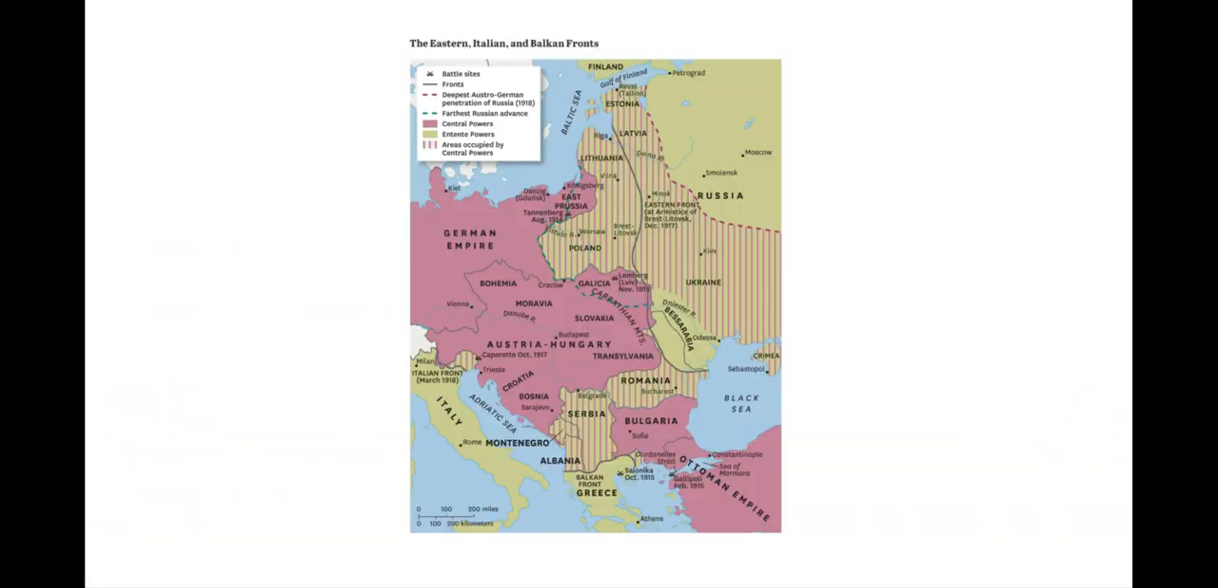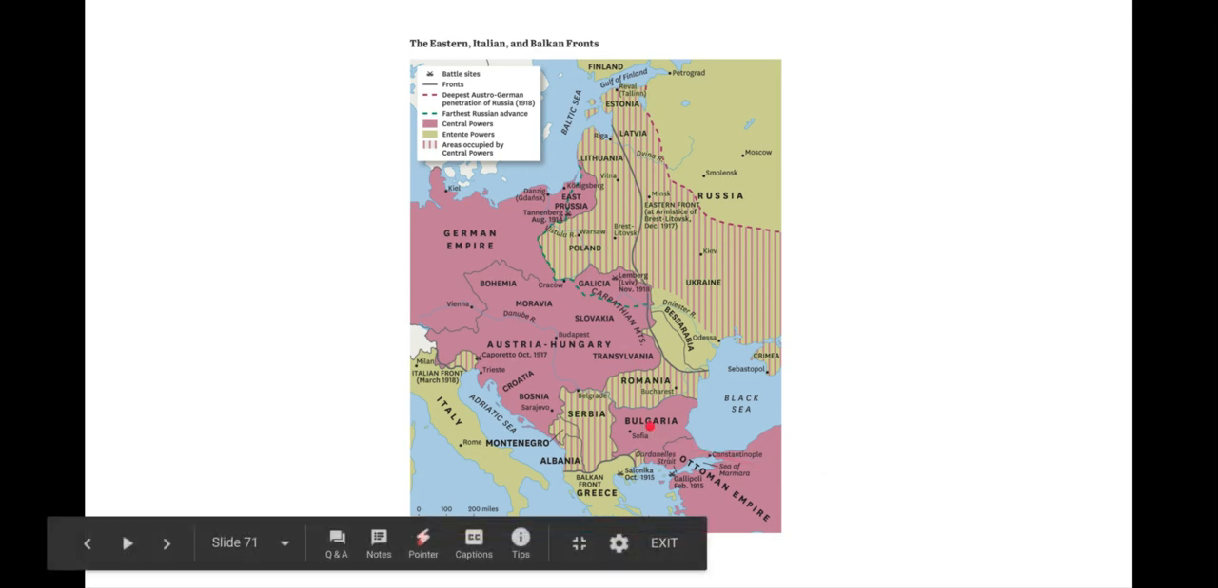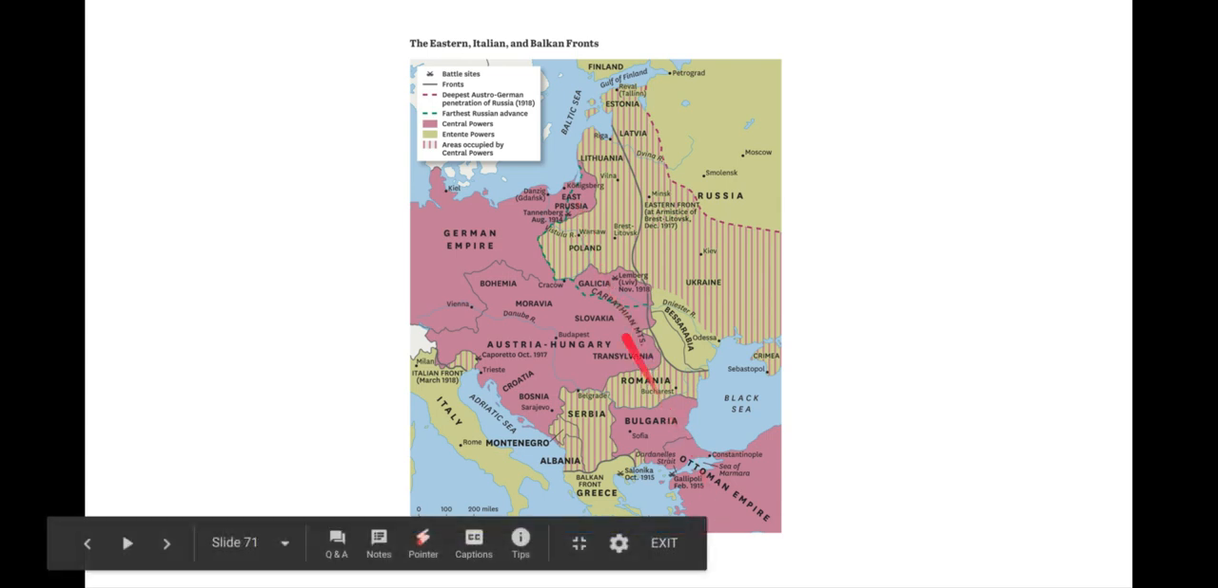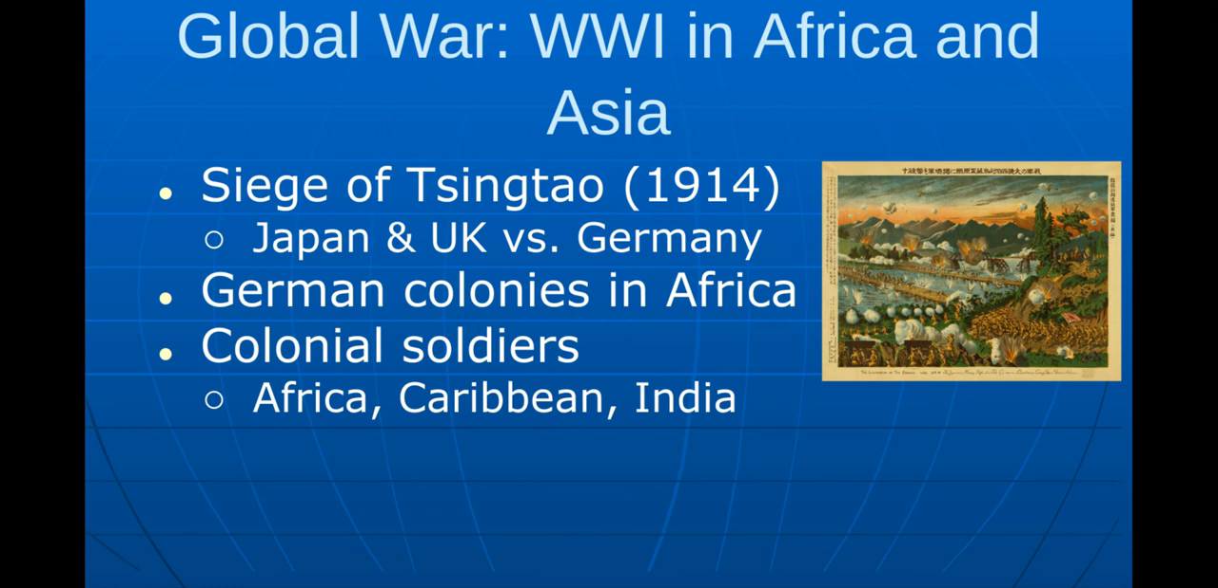So this Eastern Front, here's another map. This one's from your book. The Eastern, Italian, and Balkan fronts here. It looks complicated, but if you sort of draw a line down here, this is for the most part the Eastern Front line, extending all the way into the Ottoman Empire. And Russia, I guess you could say, really loses this battle when it implodes in 1917. Its implosion is going to have really profound effects on the war, but again, we'll talk about that later.